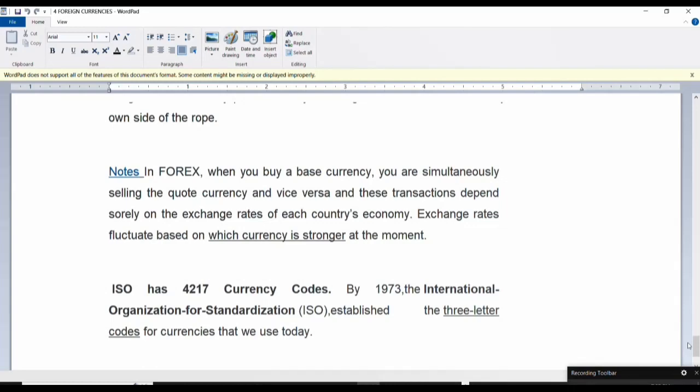Like we talked about currency codes, they were established in 1973, and the ISO also recognizes about 4,217 currency codes. I am going to share a link in the mentorship group so that you can have access to and look at them.